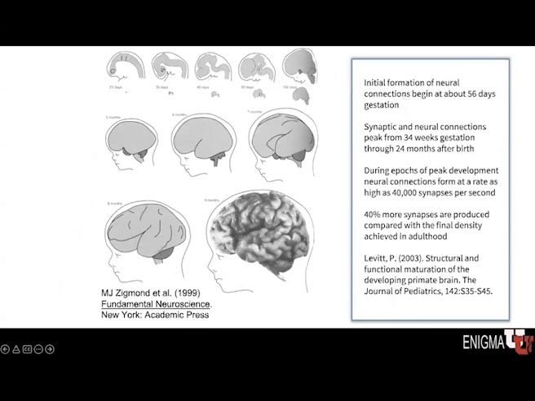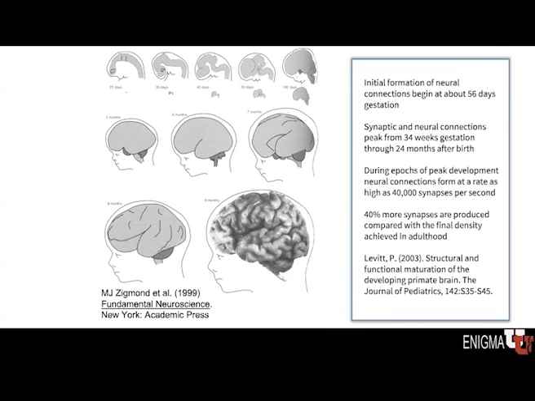Now, the increase in gray matter is thought to represent some of the increase of connections between different neurons. And these synaptic connections start to form early on at about 56 days gestation. Those connections are already starting to form in the brain. And then the rate of the synaptic formation peaks from about 34 weeks gestation, so right before birth, through about the first 2 years of life.